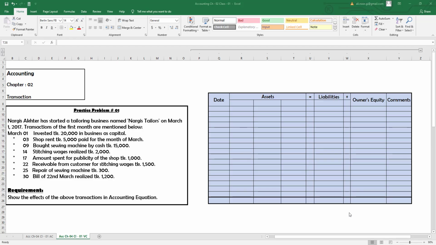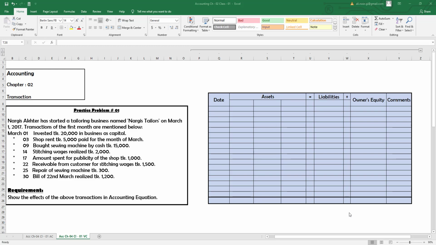Okay. Well, this is the math that we are going to solve today. Practice problem 1. Let's read the requirement first. Show the effects of the above transactions in the accounting equation. I will solve it in tabular format, and on the right side you can see I have already prepared a tabular format to solve this problem. Let's read the question first, so that we can identify how many asset accounts and liabilities accounts there are.